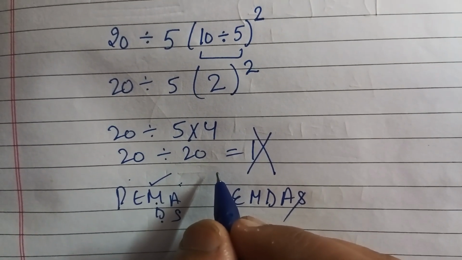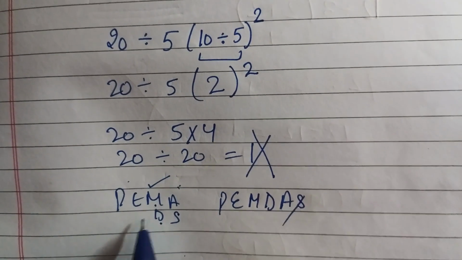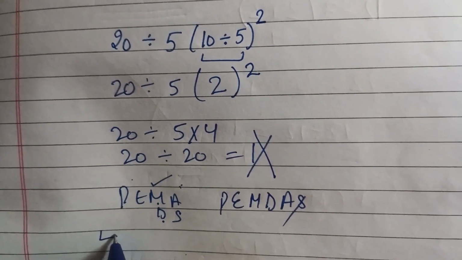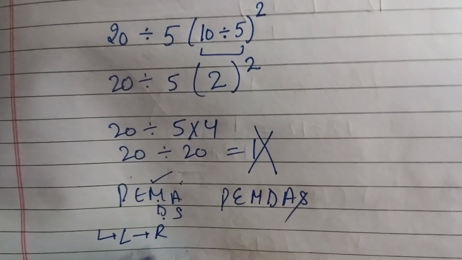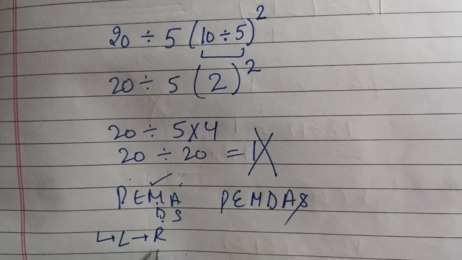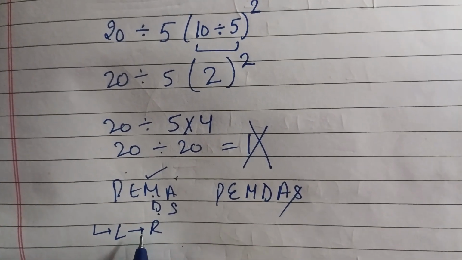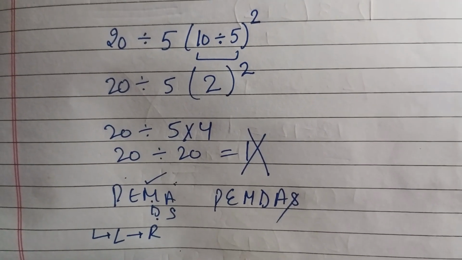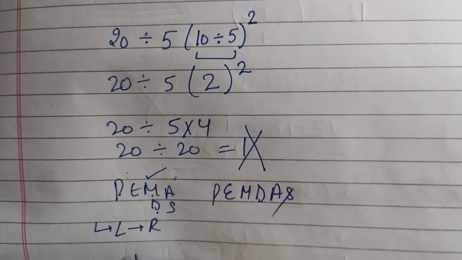But if we have multiple multiplication and division both in the question, then we have to solve them from left to right. We have to solve them from left to right to get the correct answer. So let's solve this question again with PEMDAS.